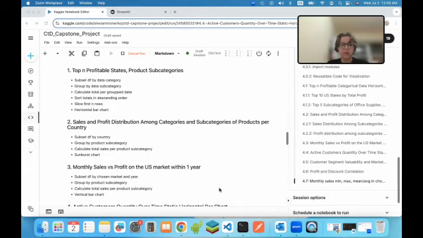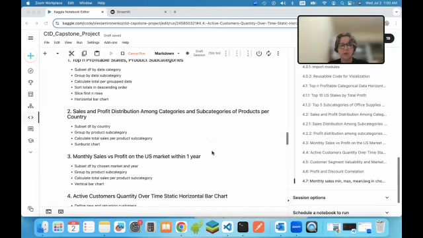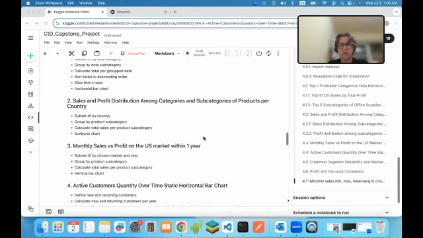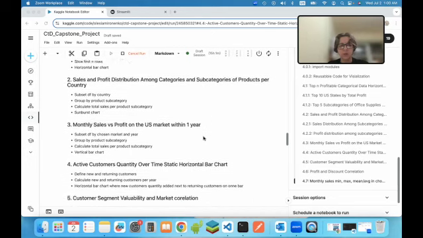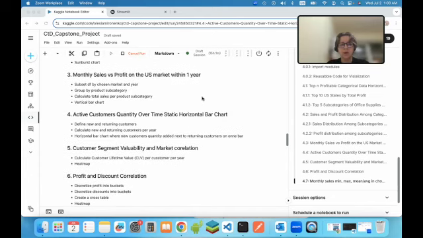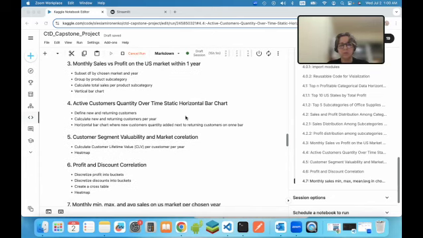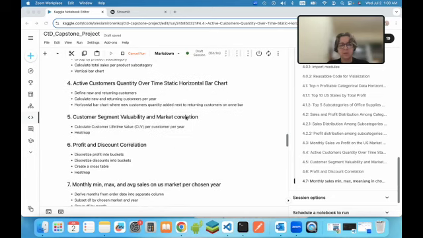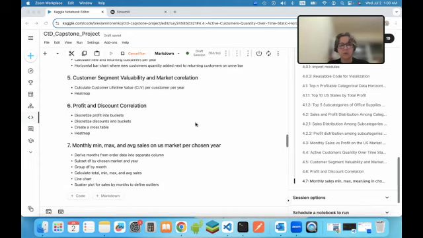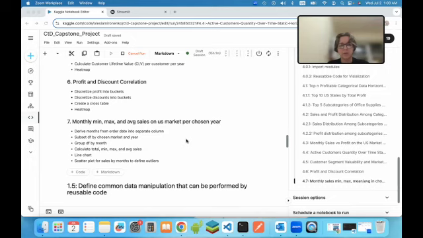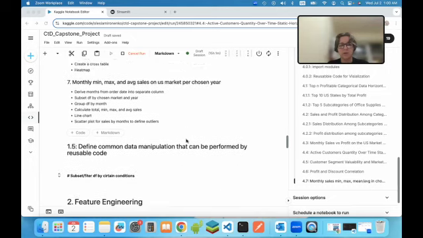Before I started working on aggregations, feature engineering, and data visualization, I decided on key metrics that I needed to use for my visualization. Here are some of them. Top profitable states and product subcategories, sales and profit distribution among categories and subcategories of products per country, monthly sales versus profit, active customers quantity over time statistics, customer segment valuability, and market correlation. Profit and discount correlation, monthly minimum, maximum, and average sales on US markets per chosen year.